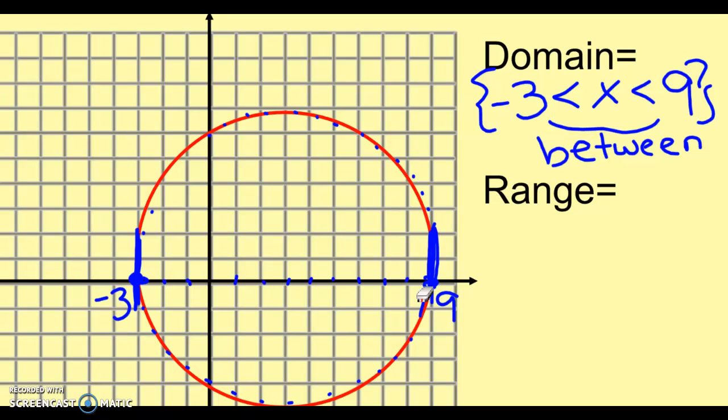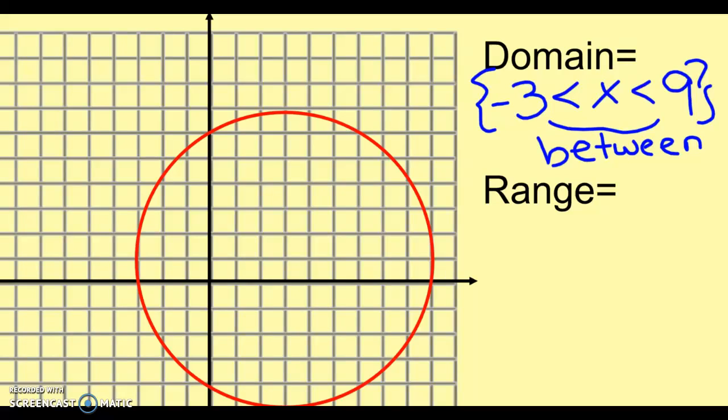Is this a function? Oh, I don't think so, because it crossed it twice. All right, it's not a function. It is a relation, but it is not a function. But we can still talk about the domain and the range, even though it is not a function. All right, let's talk about the range now.